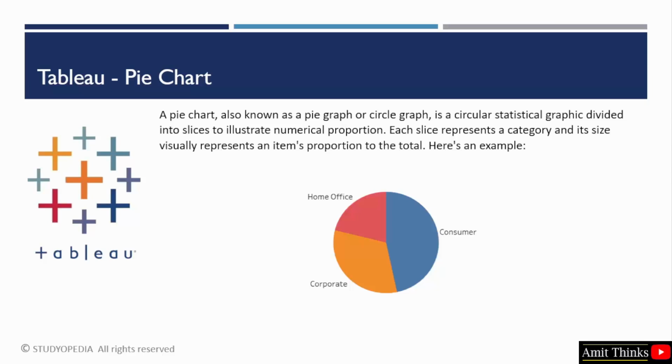So I just told you that it is divided into slices, right? Consider that each slice represents a category and its size will display the item's proportion to the total. So when we see the example, things will be more clear. Here you can see a circular graph with slices in different colors.